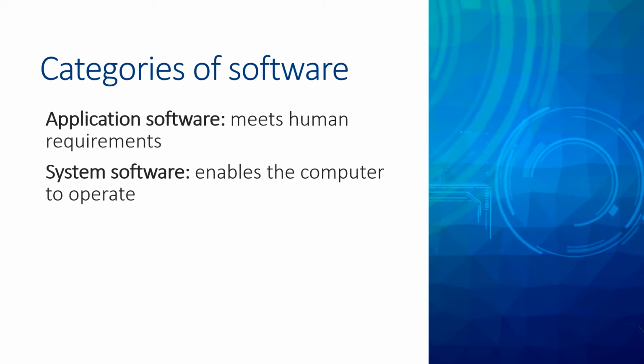One way of classifying software is as application software or system software. Application software is software that is designed to meet human requirements, to do a task that we want to be done. Whereas system software is software that enables the computer itself to operate.